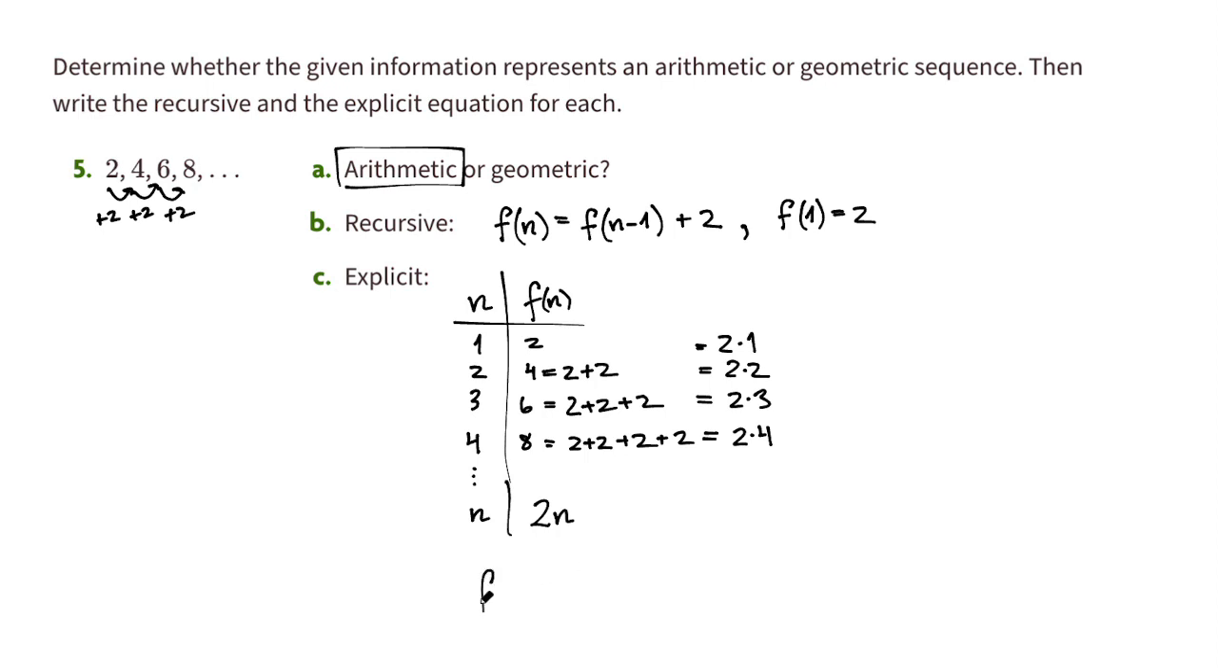And that's our explicit function, or explicit equation, f of n equals 2 times n.